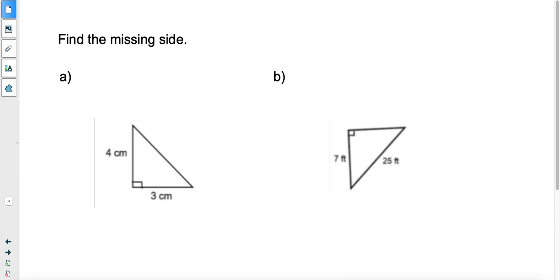Okay, so let's take a look at part A. I'm going to show you two ways that you can use the Pythagorean theorem to find the missing side of a triangle. Method 1 is by drawing out the squares. Let's draw out the squares on each side of this triangle.